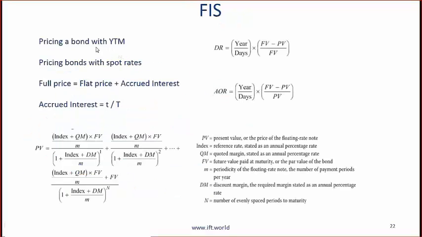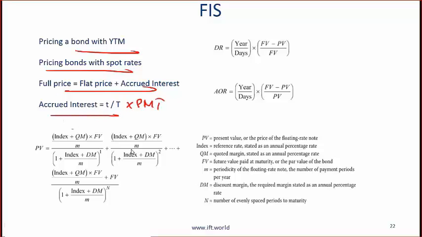Fixed income, so pricing a bond with YTM, very straightforward. Look at all the cash flows and discount at YTM. Pricing bonds with spot rates, again, this is type 1. Look at each cash flow and discount at the appropriate spot rate. This is your full price, which is flat price plus accrued interest. And accrued interest is t over T into the payment.